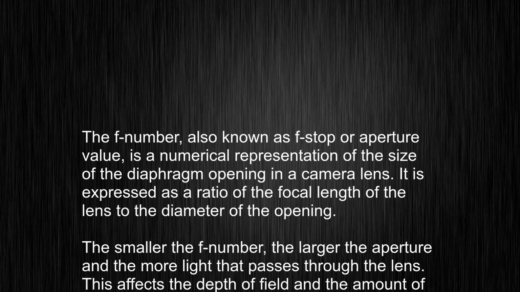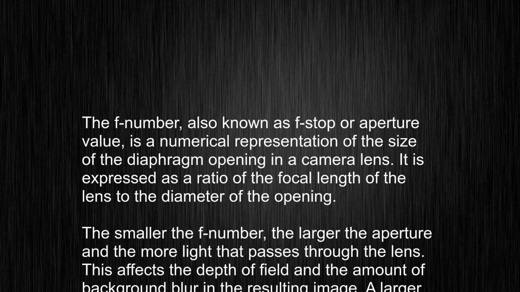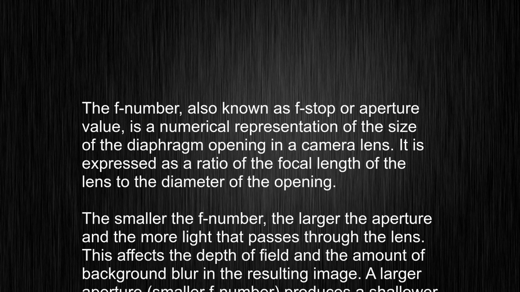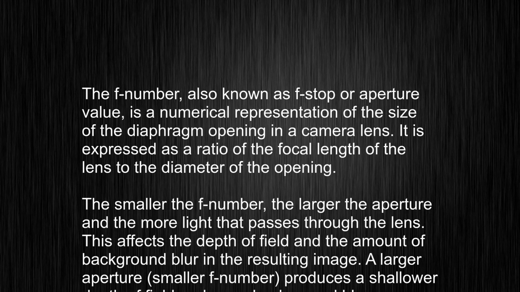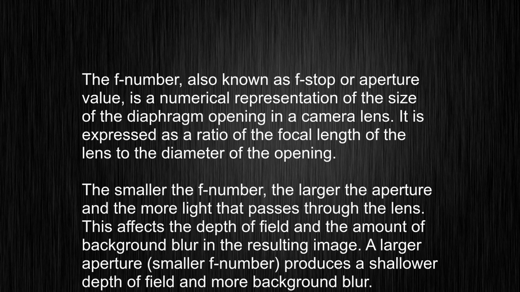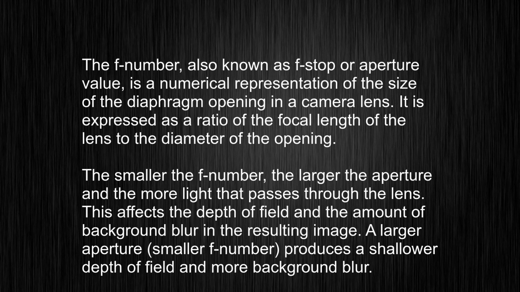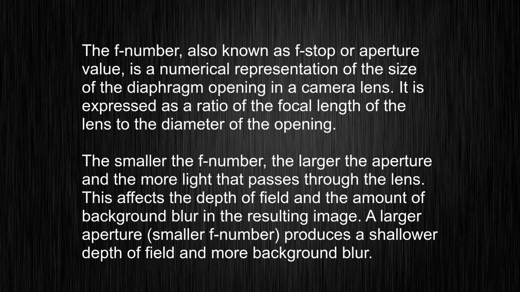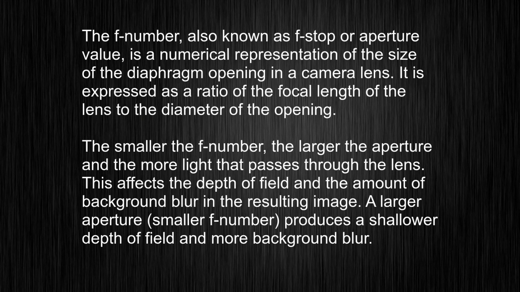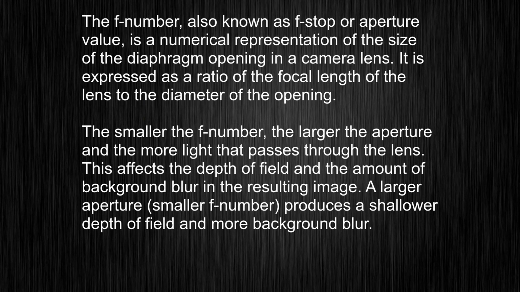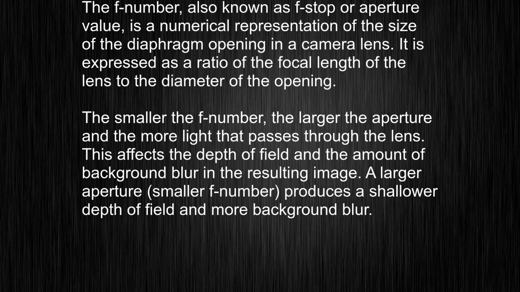The F number, also known as f-stop or aperture value, is a numerical representation of the size of the diaphragm opening in a camera lens. It is expressed as a ratio of the focal length of the lens to the diameter of the opening. The smaller the F number, the larger the aperture and the more light that passes through the lens.